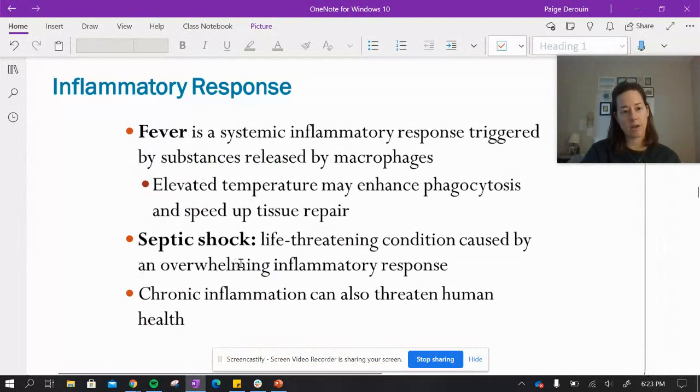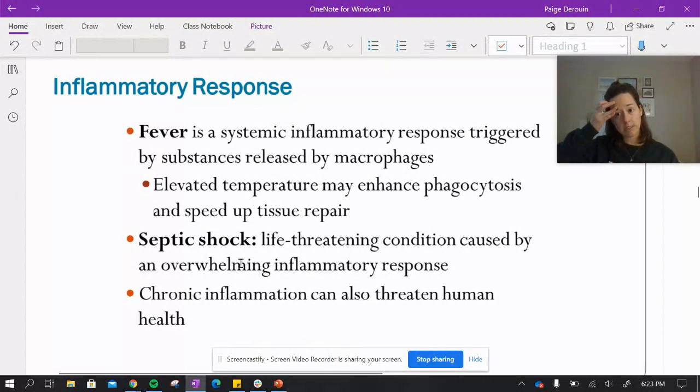All right, so some overall whole body inflammatory responses include, most famously, fever, which is a whole systemic inflammatory response that is triggered by macrophages releasing, again, more chemical signals that are received by target cells throughout the body. This elevated temperature is actually adaptive because it increases the rate of phagocytosis, which is eating and digesting the pathogens, and also can help speed up tissue repair. So the fever is actually a symptom that is your body trying to get rid of this pathogen faster. And it talked about that briefly in the video about the flu also.